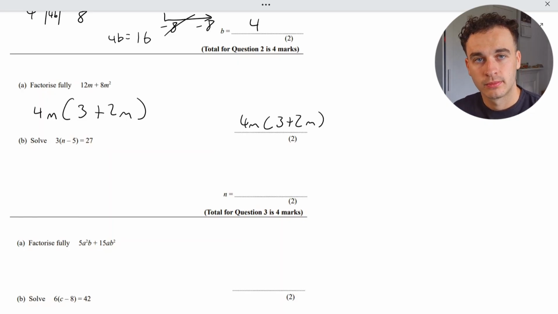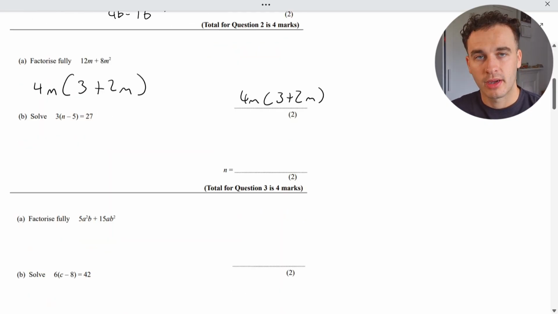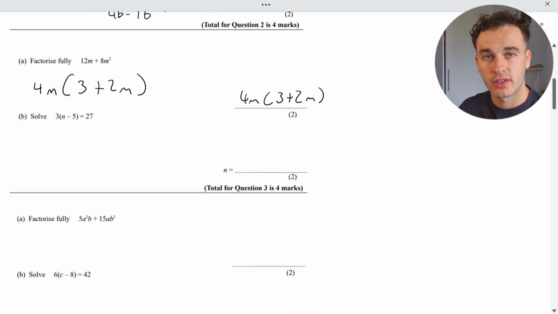Okay? I want you to have a go at part B as another solving equations kind of question. I'm going to show you another way we can do this, as well as expanding first and then solving the equation. But have a go at it first and I'll show you that as well.